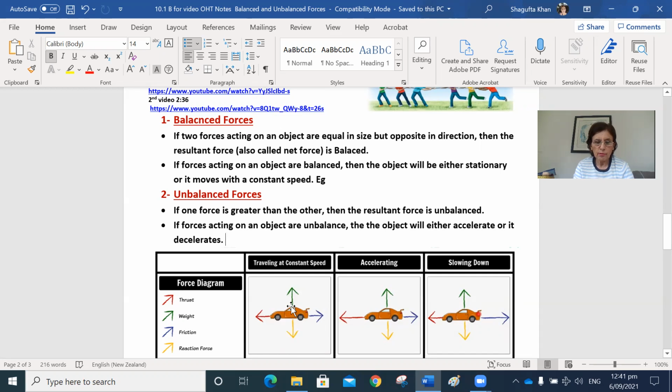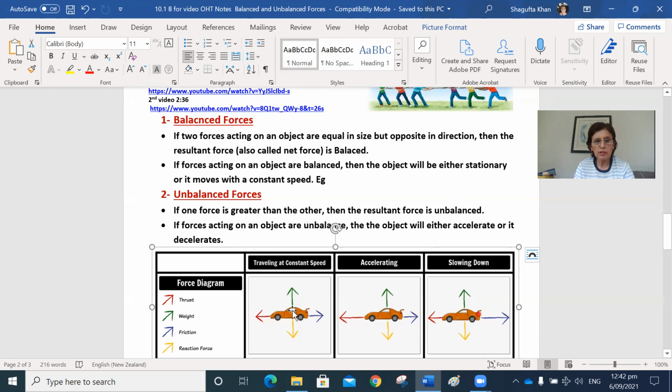So if forces are balanced, then the object will be stationary, like it's not moving up and down in a vertical direction, or it will be moving at a constant speed. Say, for example, if a car was stationary, these two forces will still be acting, the gravity force or weight force downwards and the support force upward, but the thrust and friction forces will not be there. Only then will we know the car is stationary.